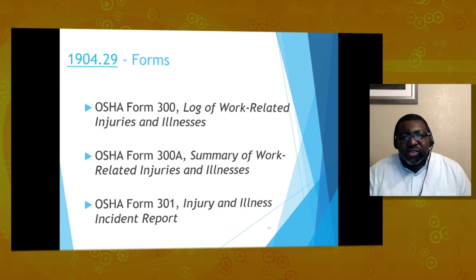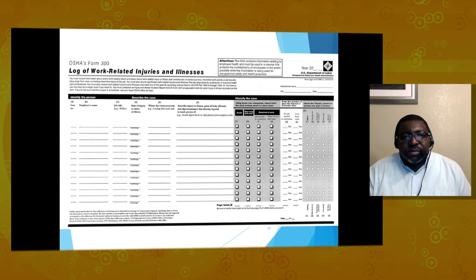I mentioned a bunch of forms already, so let's talk about these forms. There are three major forms for OSHA. One is your 300 log. That is the log for reporting your workplace injuries and illnesses. The 300A log is a summary at the end of the year for your work-related illnesses and injuries. And then the 301 is an incident form that you use. I'll show you the 300 first.